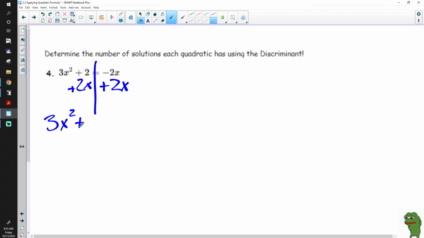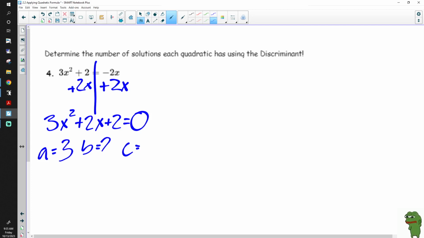We will do the discriminant, but we're going to do the discriminant onto the side. I would erase that. We do it onto the side. Okay, you're going to be really small. Okay, what's A? 3. B is 2. C is 2. Okay.